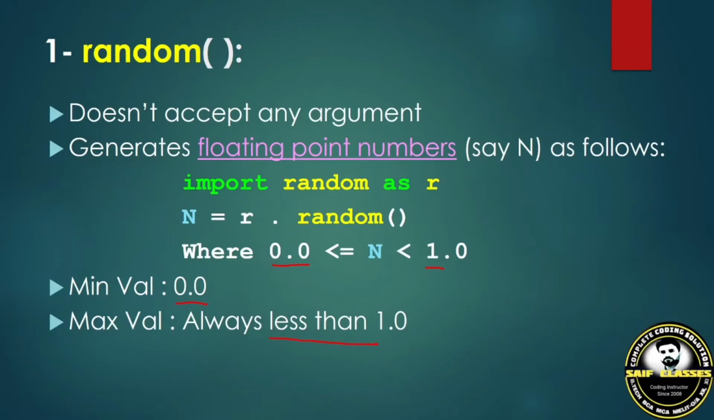But after this, some student might ask a question: sir, if it is always between 0 and 1, but I want to generate numbers from 50 to 100, or from 10 to 20 or something like that? That means I want to generate a number in a range. So what is the mechanism? In order to generate a number in a range using the random function, you have to use a formula.